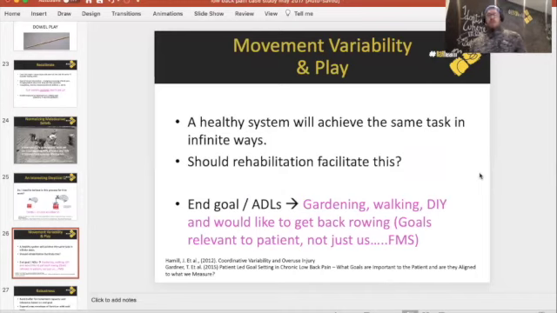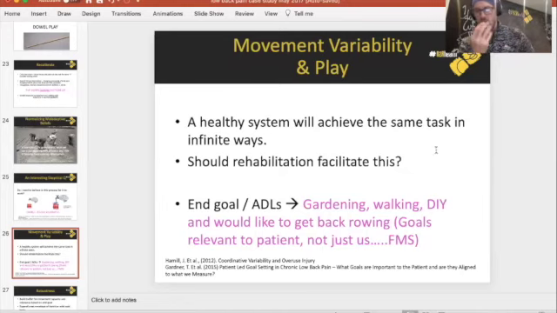And when we can then get into the discussion around a healthy nervous system achieving the same task in multiple ways, it again leads us towards exercise rehabilitation that's going to facilitate that, getting outside this linear, very easy to prescribe, but A plus B then C approach to restoring healthy movement variability.